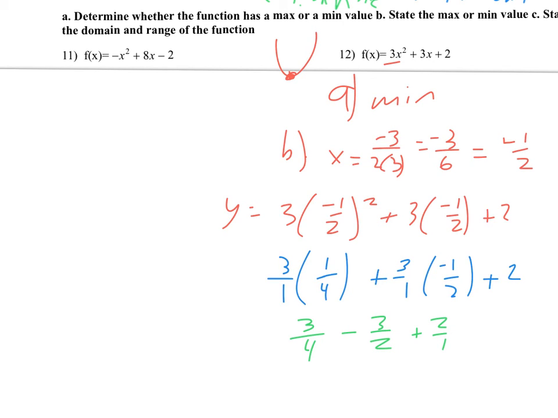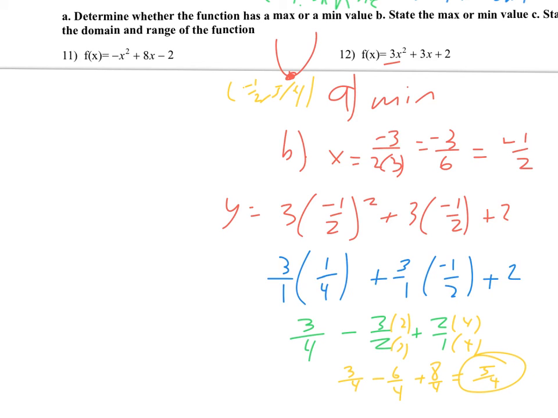Now I need to add these together, so I have to think about common denominator here. So I'm going to make all the denominators 4. So I get 3 over 4 minus 6 over 4 plus 8 over 4. And that'll give me 3 minus 6 is negative 3, plus 8 is 5 over 4. So 5 over 4 is the y value of my vertex. The point is negative 1/2, comma 5 over 4. But for part B, the answer is just the y value.